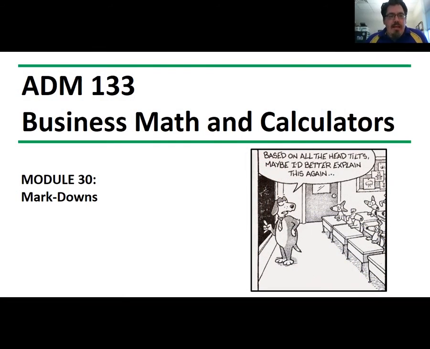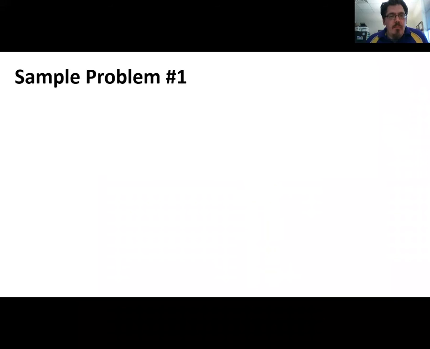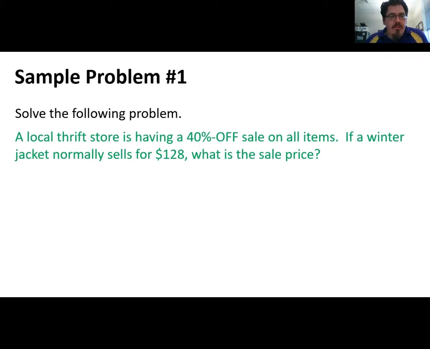Alrighty, so again, we're talking about markdowns. So let's go ahead and just jump into some examples of where this is seen in hopefully some real life applications. So sample problem number 1. A local thrift store is having a 40% off sale on all items. So a winter jacket that normally sells for $128 is on sale. We want to figure out what that sale price is. So again, a very common example of a markdown is when stores have a percent off kind of sale.